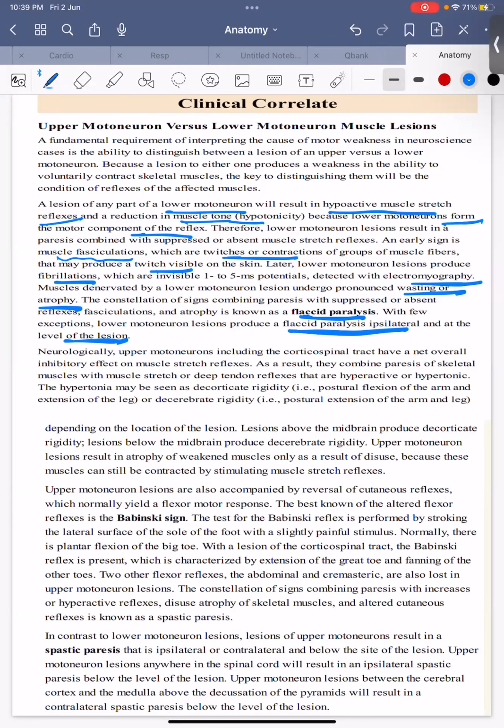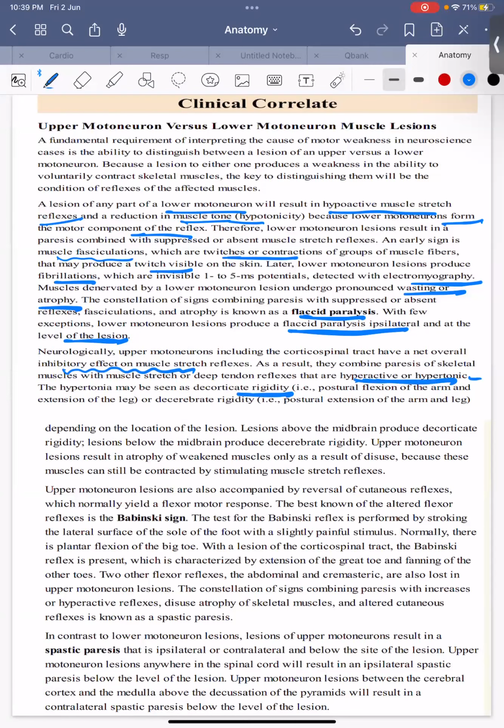Upper motor neuron lesions are lesions of the corticospinal tract. We know that the corticospinal tract provides an inhibitory effect on the muscle stretch reflexes. That's why, with the lesion, the deep tendon reflexes or muscle stretch reflexes become hyperactive or hypertonic. So that inhibition from the upper motor neurons is lost. So your muscles will be hypertonic and reflexes will be hyperactive. It can cause rigidity of your body, that is, postural flexion of your arm and extension of the leg.